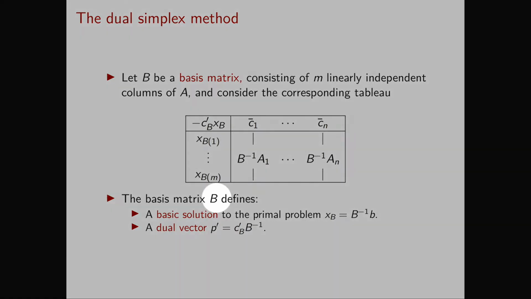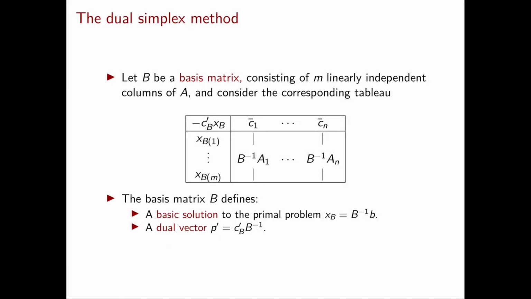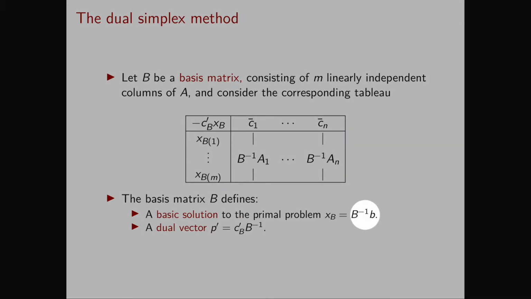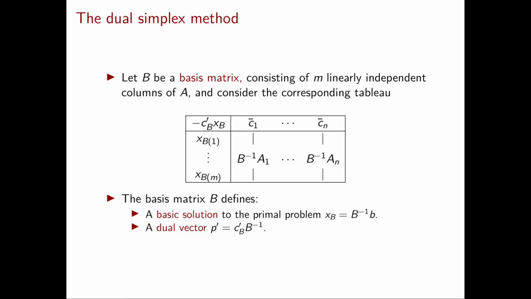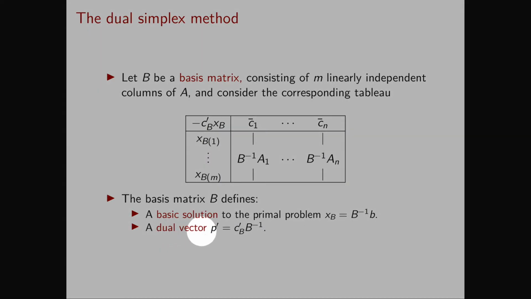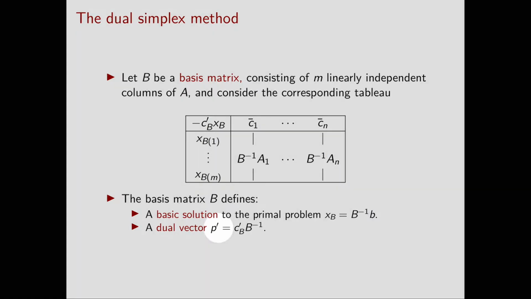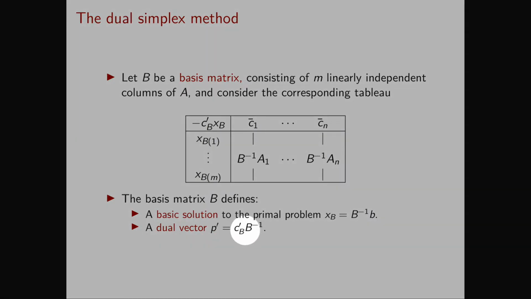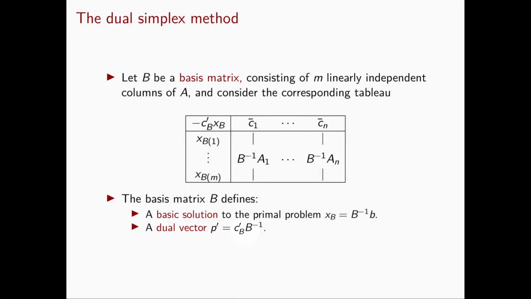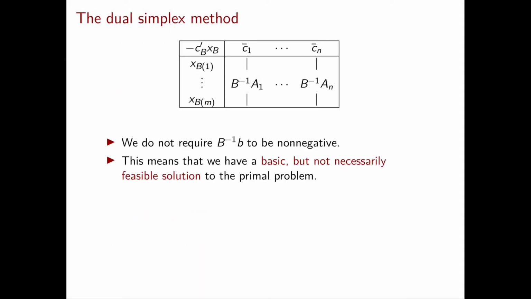In particular, our basis matrix B defines a basic solution to the primal problem, and the corresponding basic components are given by B inverse b, as usual. But the matrix B also defines a dual vector, and we know very well that this dual vector is p transpose equal to c_B transposed B inverse. Now, the tableau that we have constructed is nothing new. The only difference is that here we don't require B inverse b to be non-negative. So our primal solution is a basic solution, but it's not necessarily feasible.